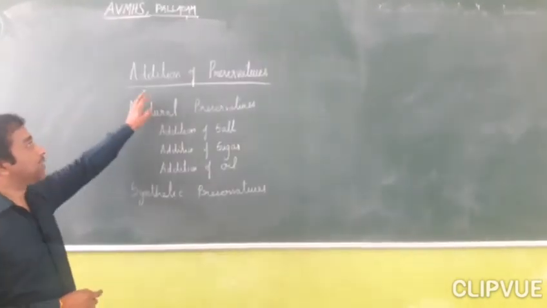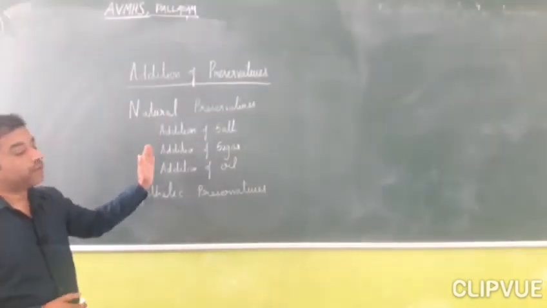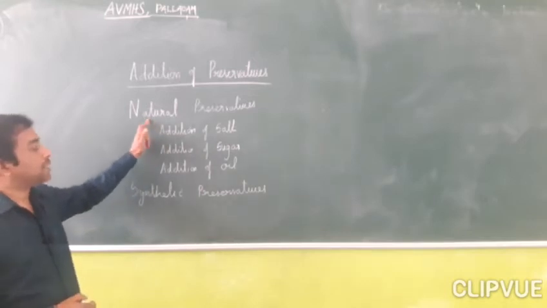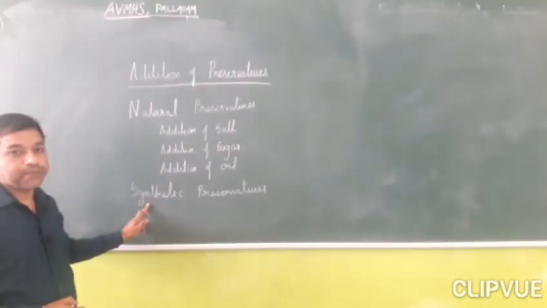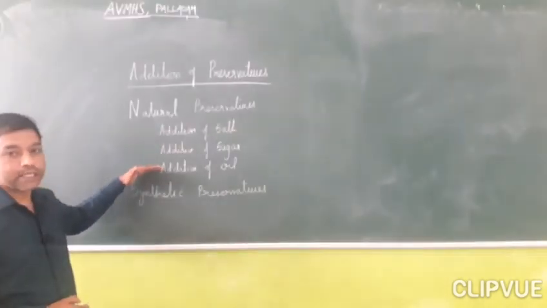Next we will see about the addition of preservatives. What is added for preserving the food material? There are two different methods of preservatives: natural preservative methods and synthetic preservative methods. For natural, there are three different types.